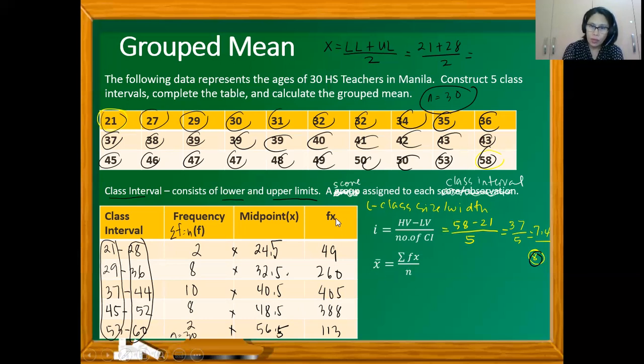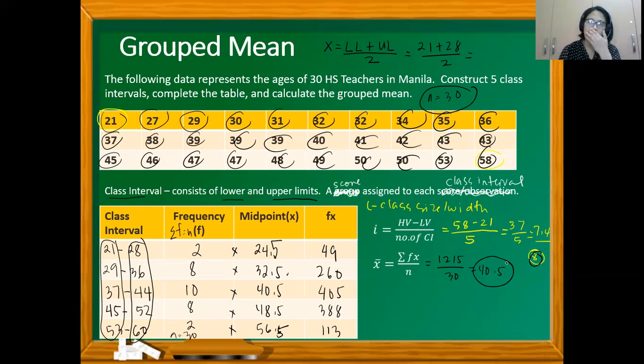Now work on the total of fx, because calculating the mean would require us to work on the sum of fx. So this is adding all the values on the last column, and then divided by n, which is 30. So 49 plus 260 plus 405 plus 388 plus 113 equals 1215 divided by 30. So this gives us 40.5. So this is the average age of the 30 high school teachers.